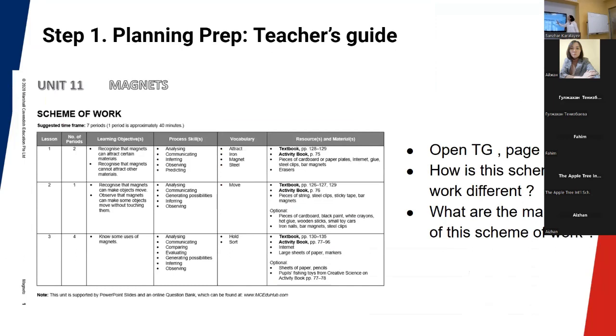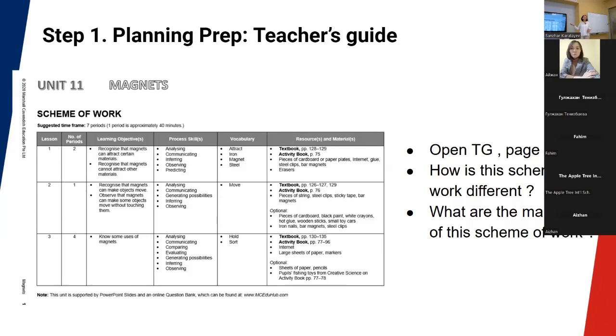And yes, planning prep, the teacher's guide. How is this scheme of work different, and what are the main parts of this scheme of work? You can look at your copy and see what, as you mentioned, the periods are different, right? You said how long it takes. Here you have a 40 minutes period. One period is like 1 academic hour, let's say. Any other differences?